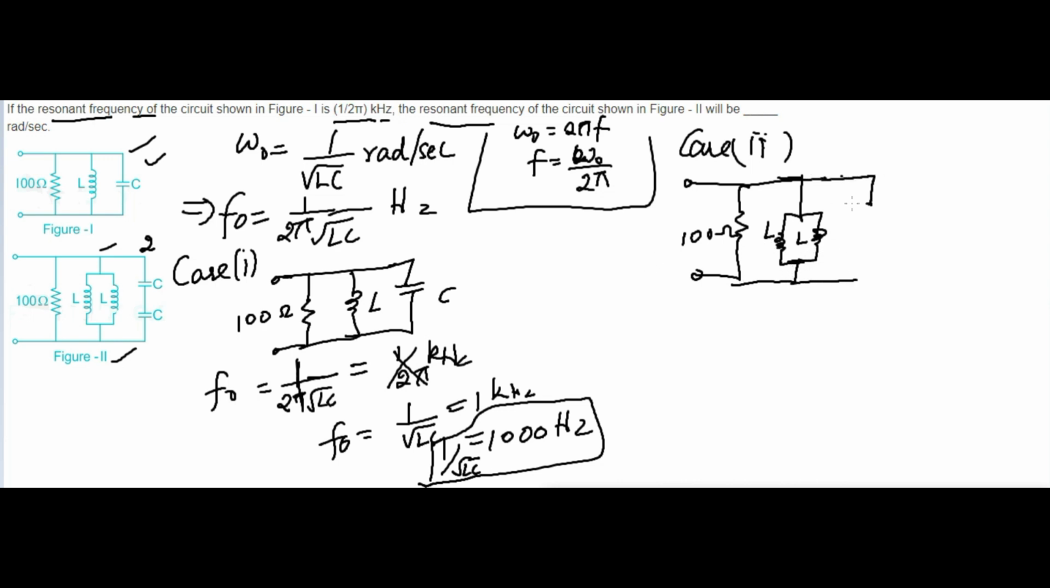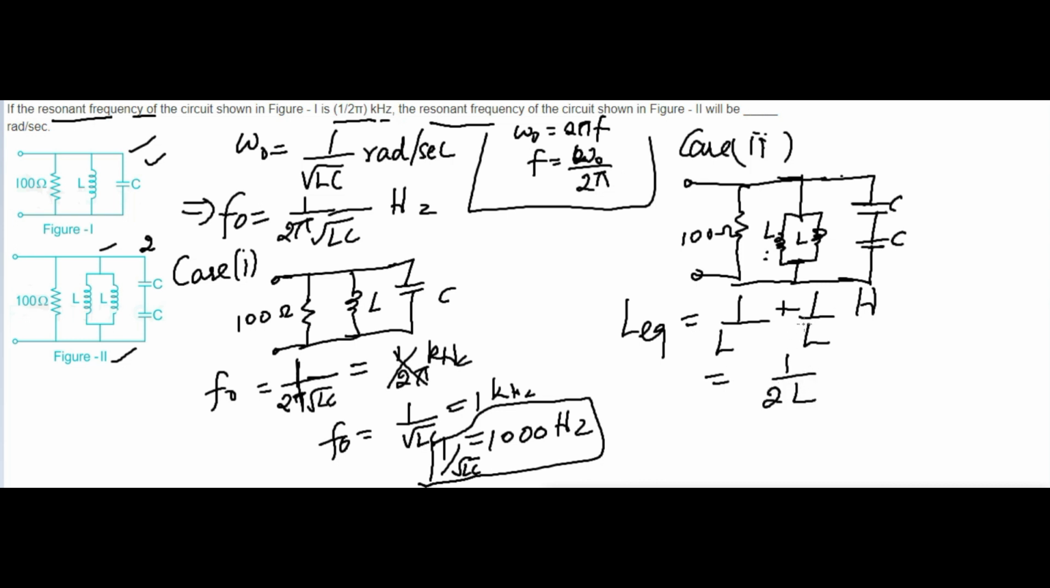And then you have the two capacitors in series. You know that for two capacitors in series, you have to take the inverse of each capacitor. Don't forget that. So take L equivalent. Both inductors are in parallel, so 1 divided by L plus 1 divided by L, that's equal to 1 by 2L.